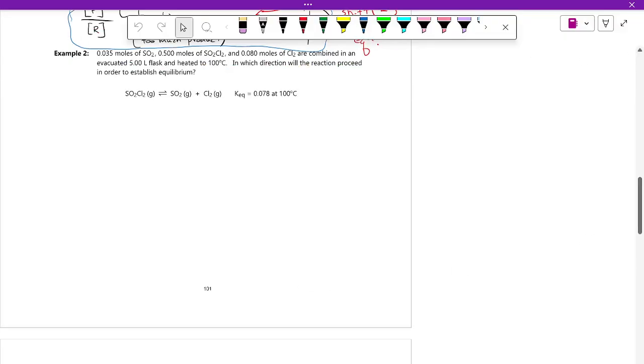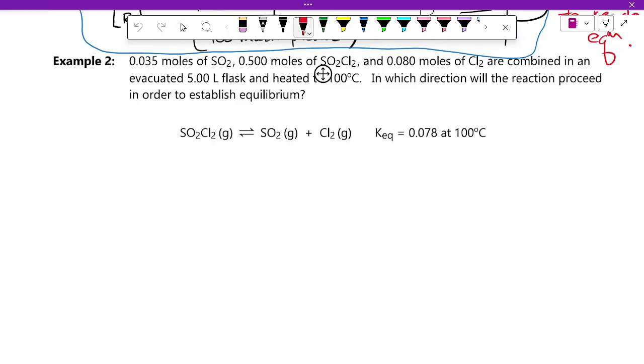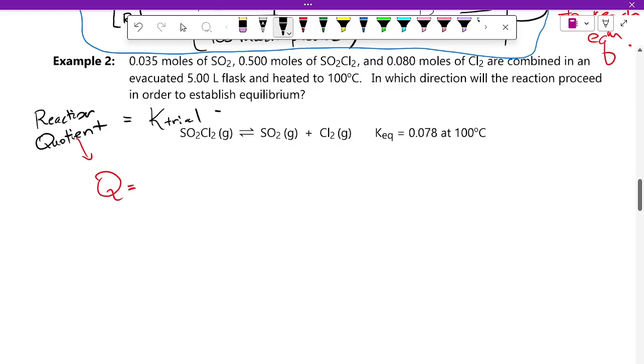Do you guys remember what a Q is? Yeah? Like the beginning. Q is the reaction quotient. We'll just kind of do this by way of reviewing it. Reaction quotient. What else is it called? It is also called K trial. It is also called KEQ.